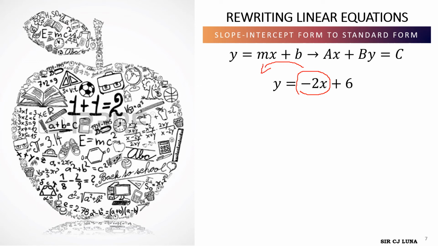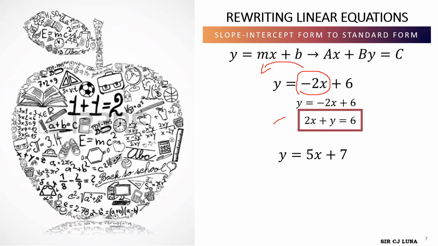Tandaan mo, kapag ikaw ay nagtatranspose, nagpapalit ka ng sign. Okay? So, mula negative 2x, lilipat mo siya, magiging positive 2x. And then, kopyahin mo lang yung positive y equals 6. So, ito na yung ating sagot. Okay? Ganun lang siya kasimple. Nag-transpose lang tayo. Next. Example number 3.